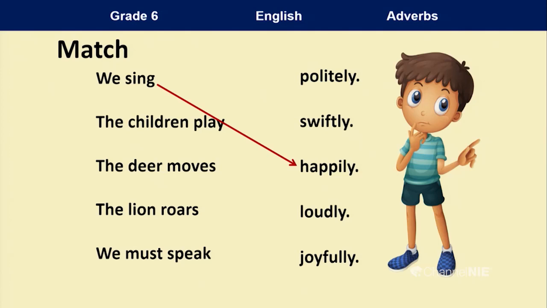How do we sing, children? Yes, we sing happily. All right. The children play. The children play joyfully. This is how you have to play. All right. The deer moves. The deer moves swiftly. Very quickly. The lion roars. Yes. The lion roars loudly. You know that. And the last one, we must speak. We must speak politely, all the time. Politely is the adverb there. So you have to use these adverbs in your language, right?